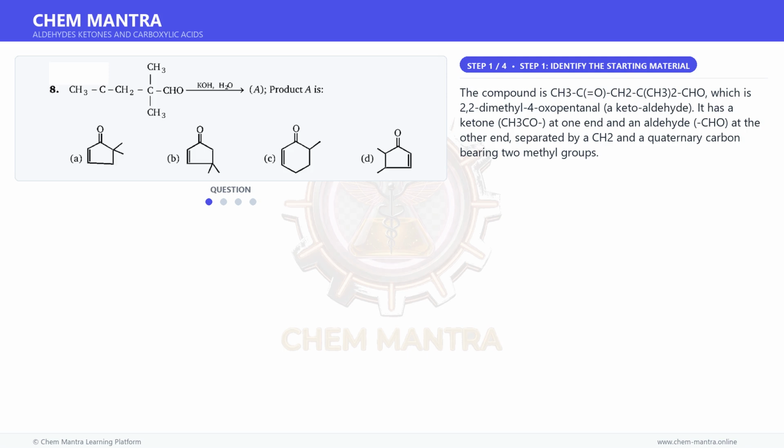The compound is CH3C=O, CH2, C(CH3)2, CHO, which is 2,2-dimethyl-4-oxopentanal, a ketoaldehyde. It has a ketone, CH3CO, at one end and an aldehyde, CHO, at the other end, separated by a CH2 and a quaternary carbon bearing two methyl groups.